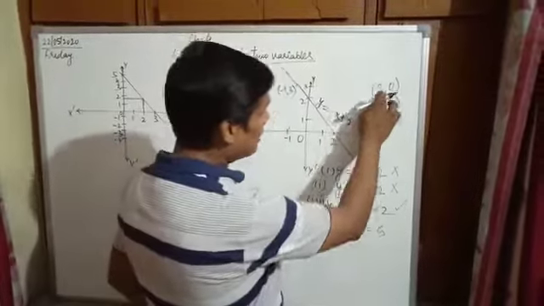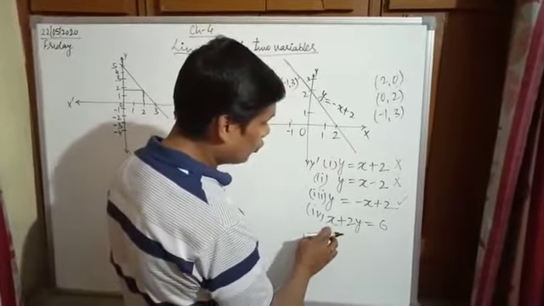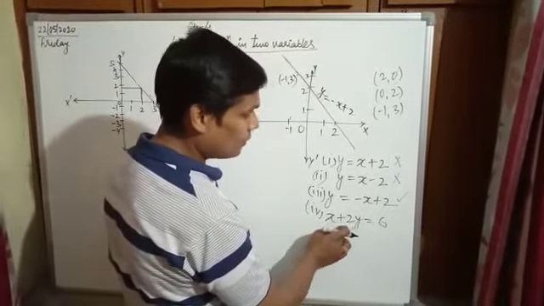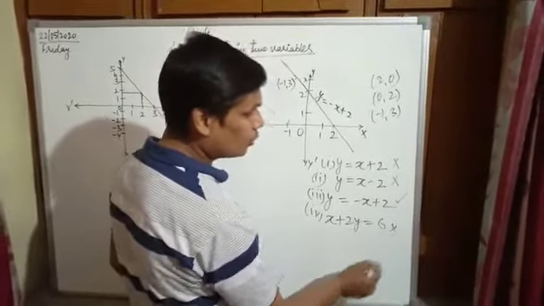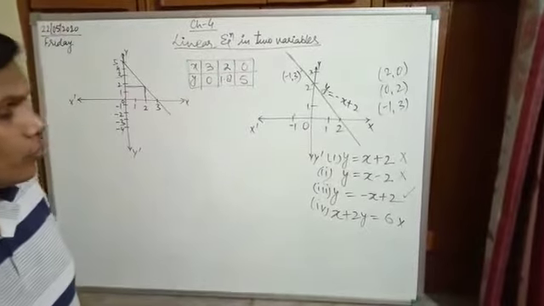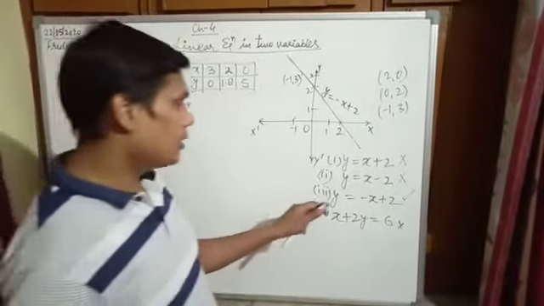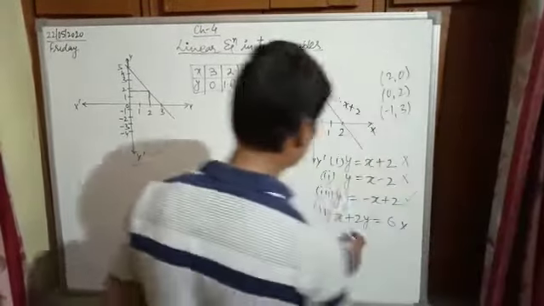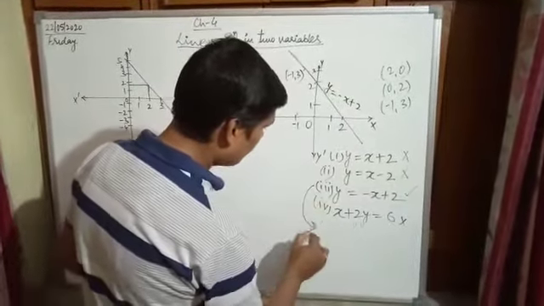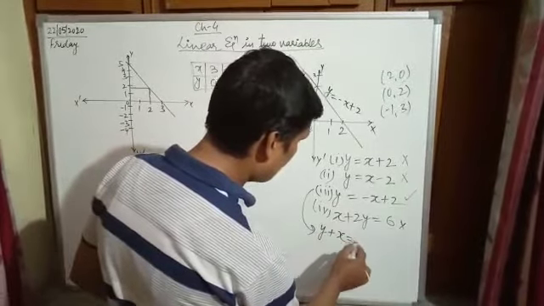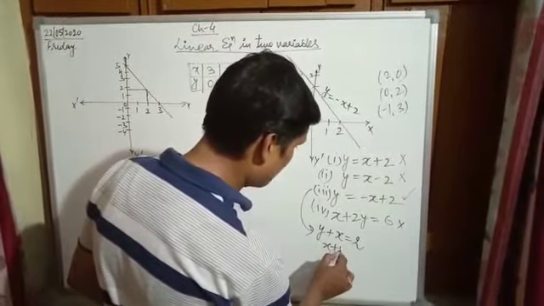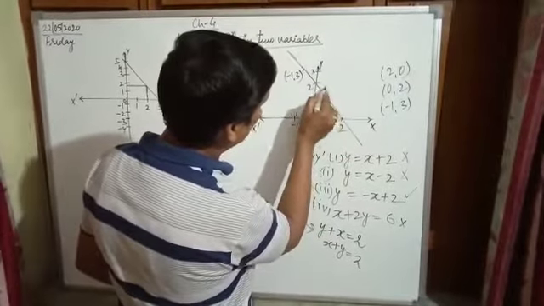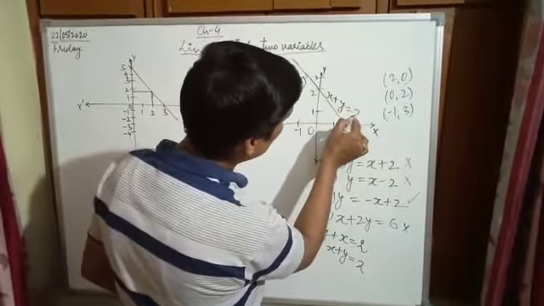If x is equal to 2 and y will be 0, then 2 plus 0 means 2. This is not equal to 6. So the fourth one is not the option. The only correct option is y is equal to minus x plus 2, or we can write it as y plus x is equal to 2, or x plus y is equal to 2. This means this is the graph of the equation x plus y is equal to 2.